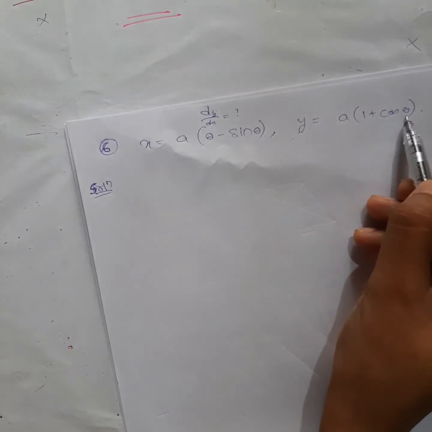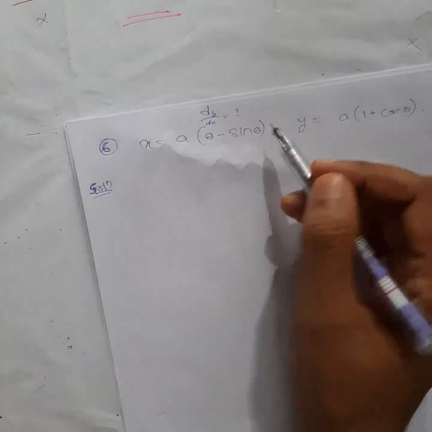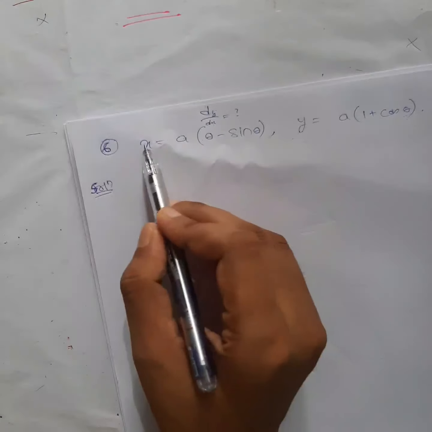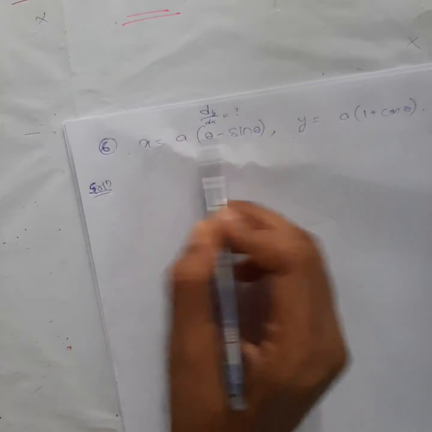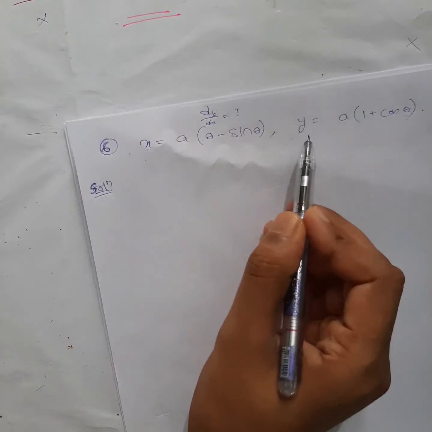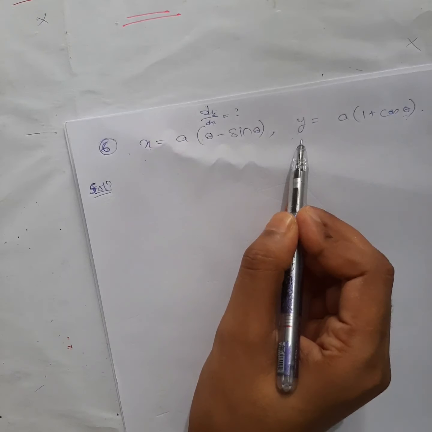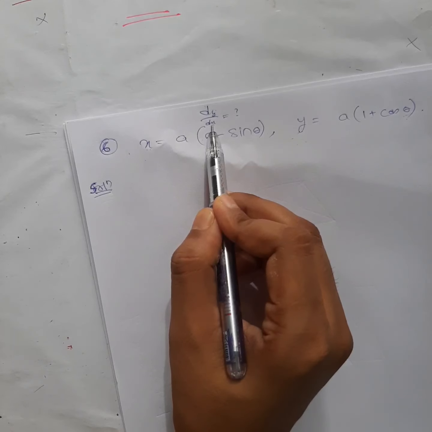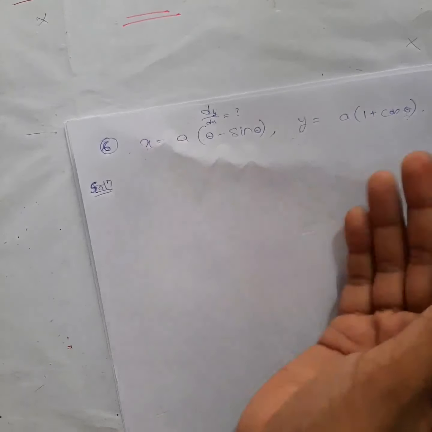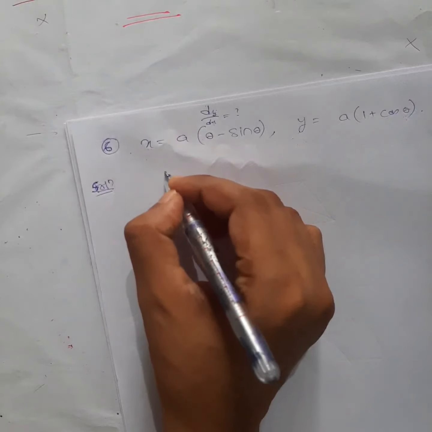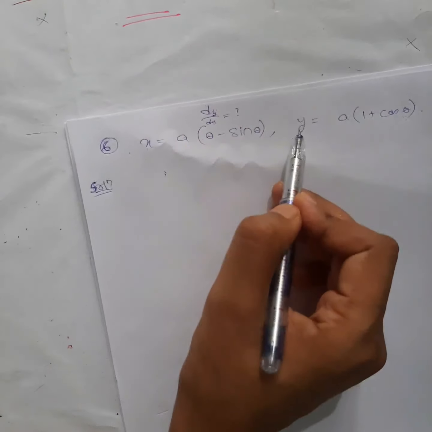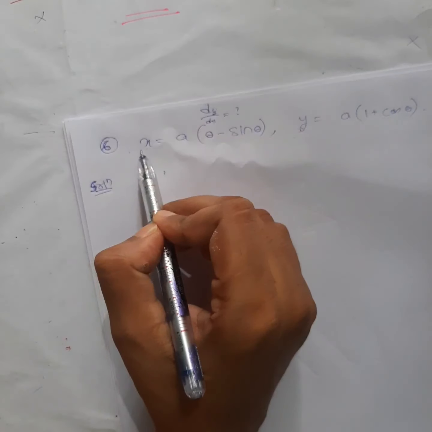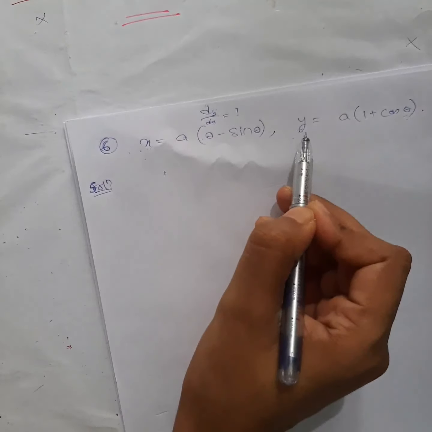But you can see your independent variable here is theta, and your x is also given here. Also the independent variable is theta, so I can differentiate this one with respect to theta, and this also with respect to theta. But the answer you have to find is with respect to x, right? So how will we do it? In the previous video we discussed that we will first differentiate this one with respect to theta and this one also with respect to theta, and then we will divide this by this.